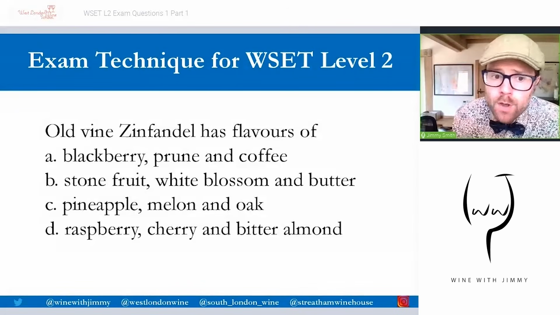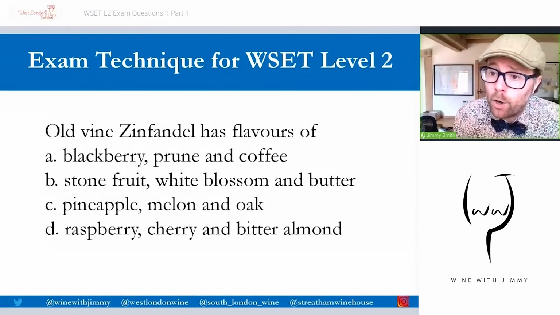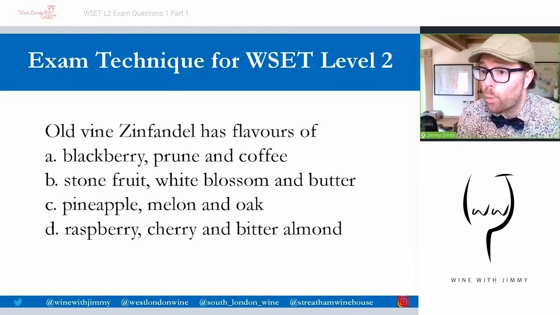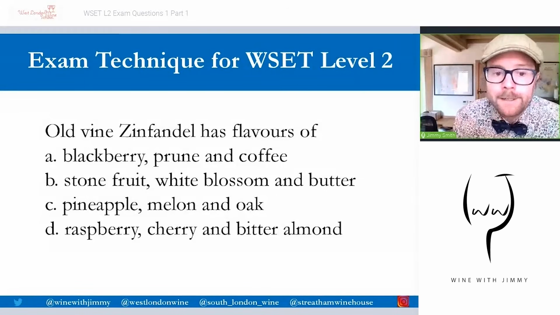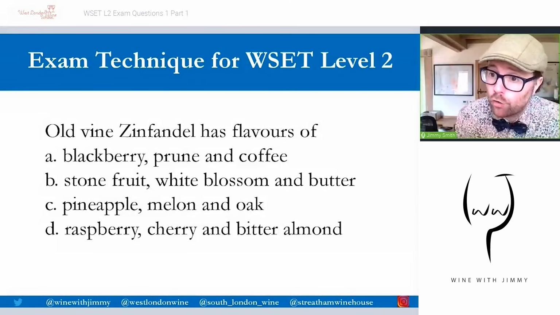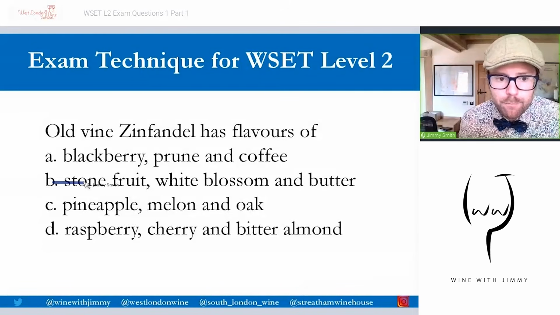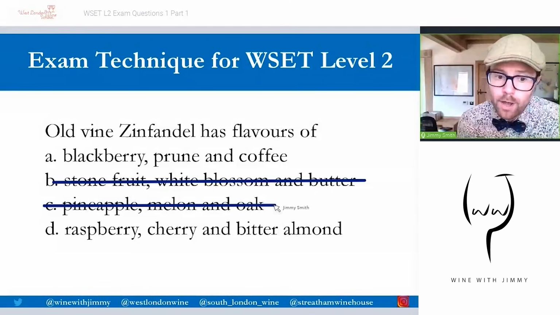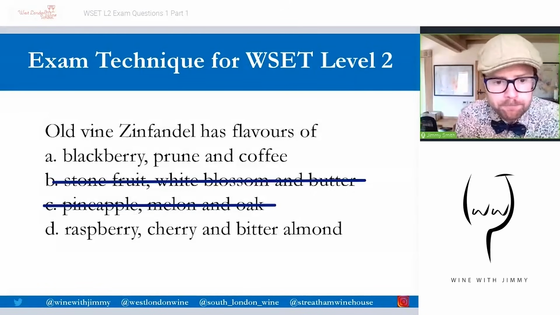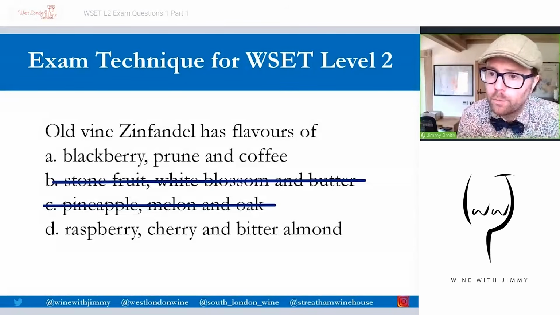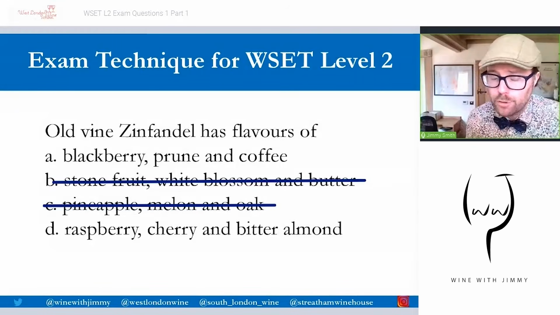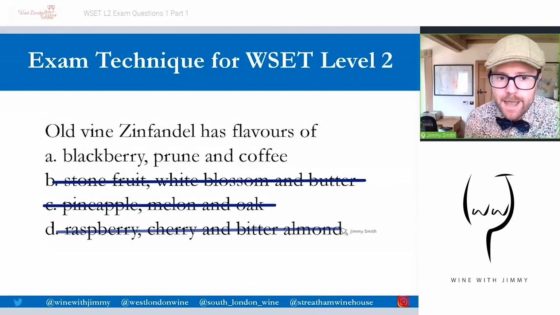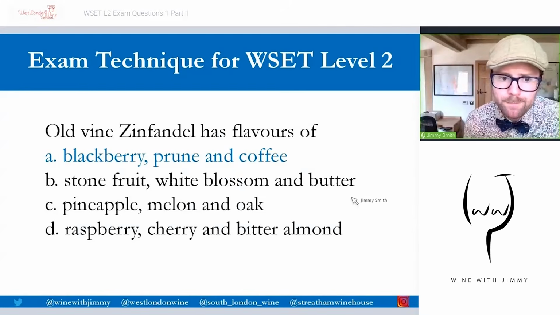Now, we need to know that old vine Zinfandel will make red wines. There is another one called white Zinfandel, which makes rosés, but old vine Zinfandel will make red concentrated wines. So we can immediately get rid of B because that is a description for a white wine. We can get rid of C because that's also a description for white wine. So you are now left with these two. Answer D, raspberry, cherry, and bitter almond will often be for very light and delicate wines, not necessarily old vine fruit. So we're left here with answer A, which is blackberry, prune, and coffee.